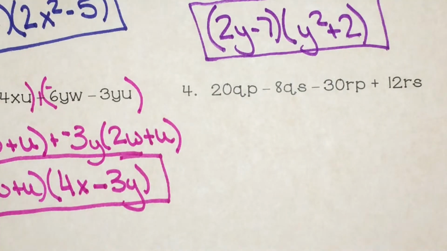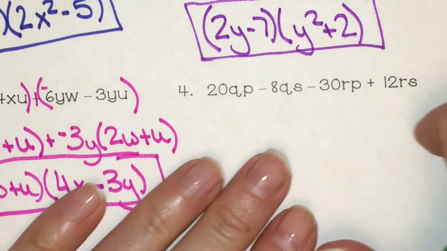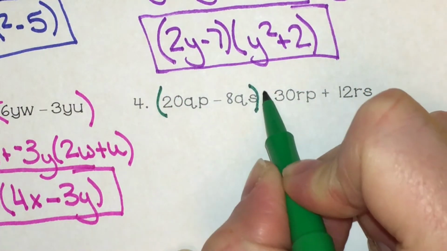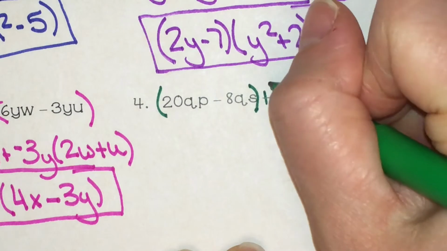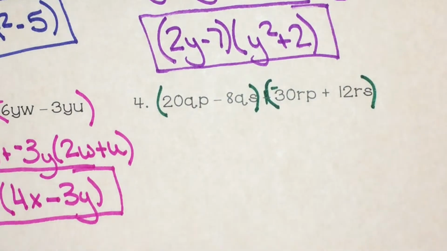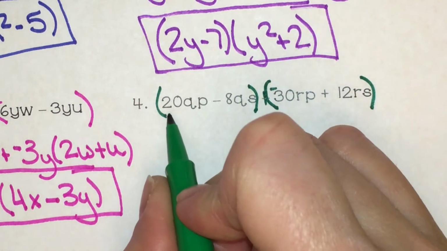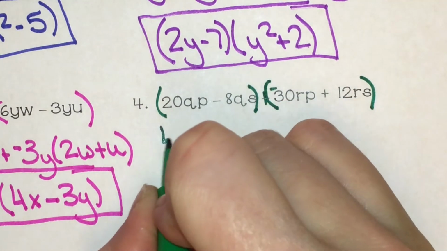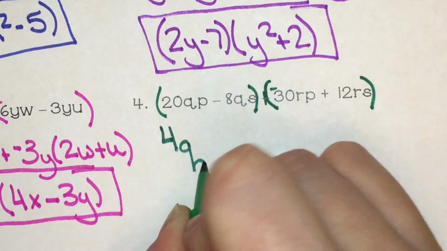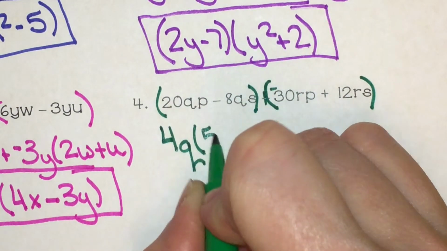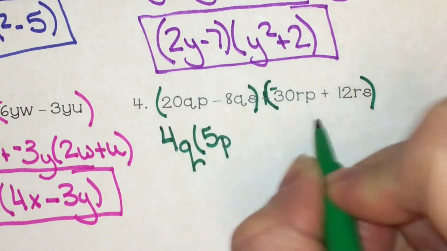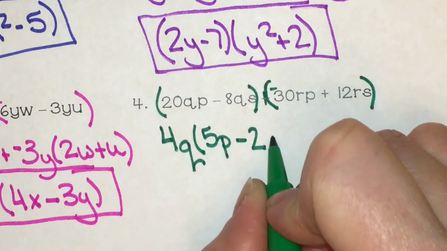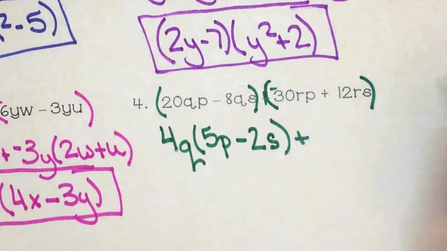And the last one, group those first 2 terms, change subtraction to addition, change the sign of the next. Group the last 2, and all right, we have 20 and we have 8. We're going to factor out 4. They both have a q. 20 divided by 4 is 5. Factored out the q, so it's 5p. Minus 8 divided by 4 is 2. Factored out the q, so it's 2s. Plus.